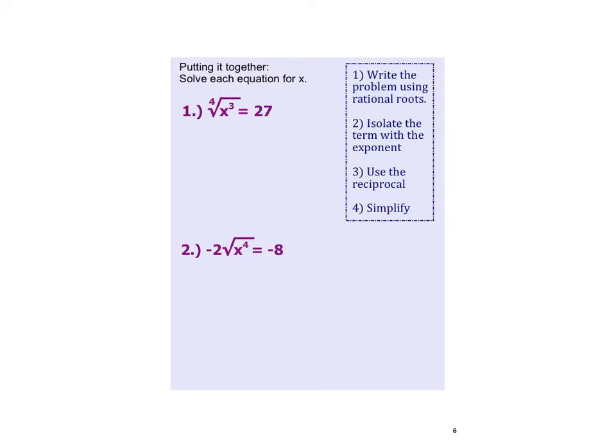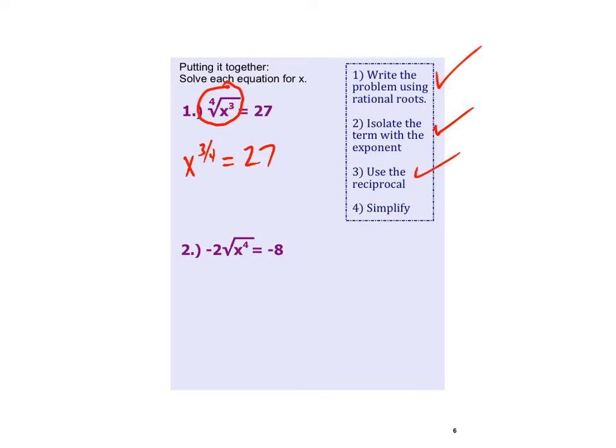So putting it together here now, when we want to write the problem using a rational root, what that means is instead of writing x cubed to the 4th root, as you're looking at right there, this would really be x to the 3/4. And again, the 3 is the numerator because that's the cubing. The 4th is the denominator because that's the rooting, the 4th root in this case. So that equals 27. Okay, so we've done that. We do want to isolate the term with the exponent, which we've already done here because the problem was just x to the 3/4. It wasn't plus 5 or x to the 3/4 times 10 or anything like that.